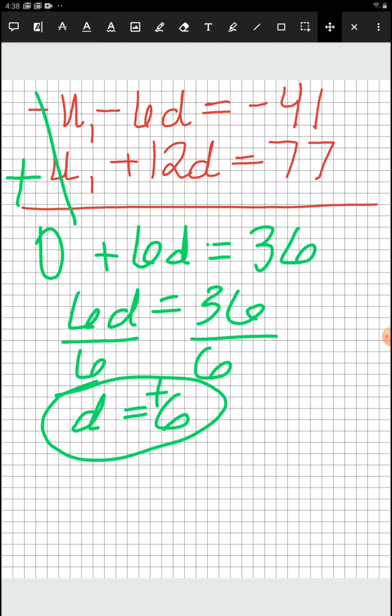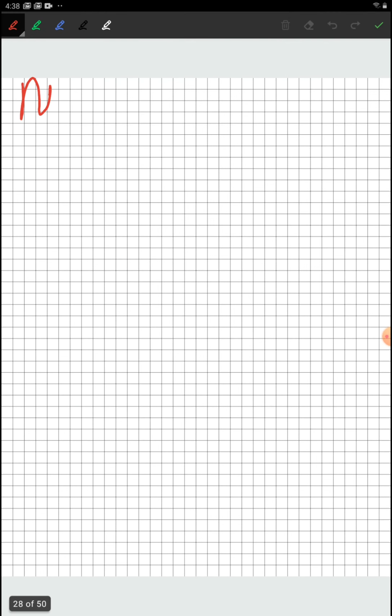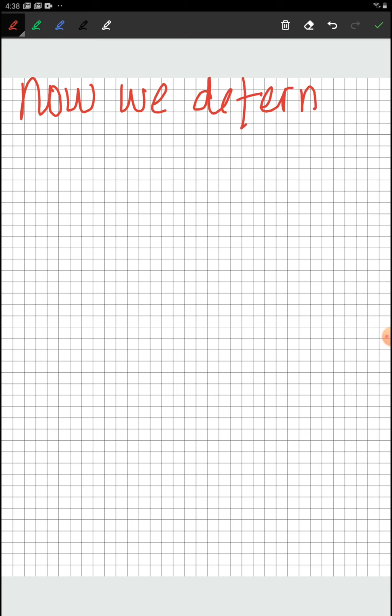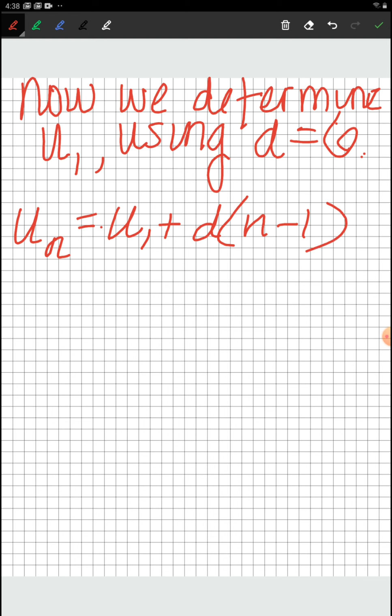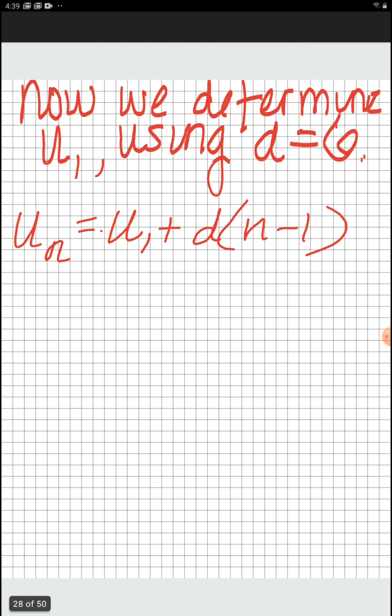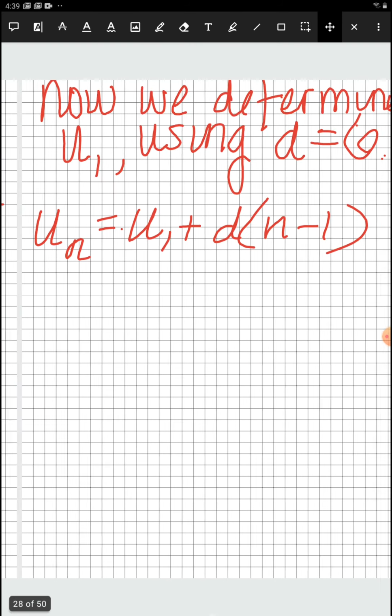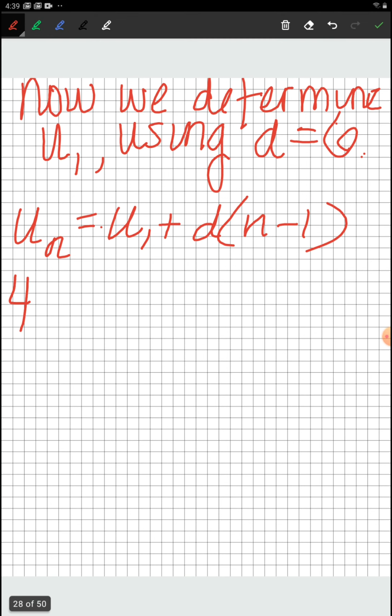So now that we know what our common difference is, we're going to determine the first term using d equals 6. So same formula, u n equals u1 plus d times n minus 1. So in this case, what is it? They said 41. So 41 is equal to u1 plus 6.